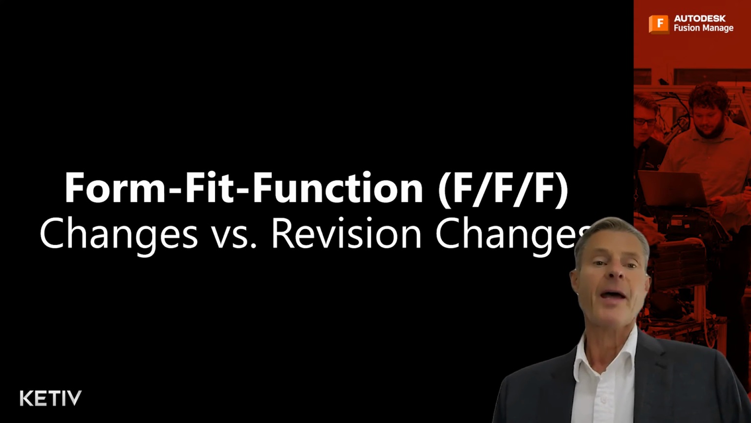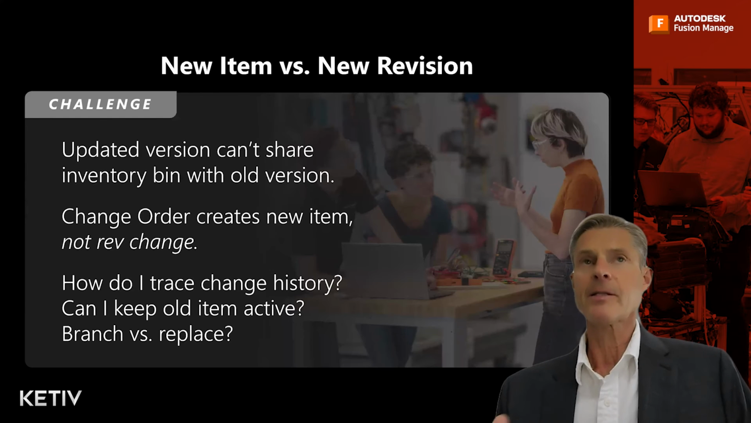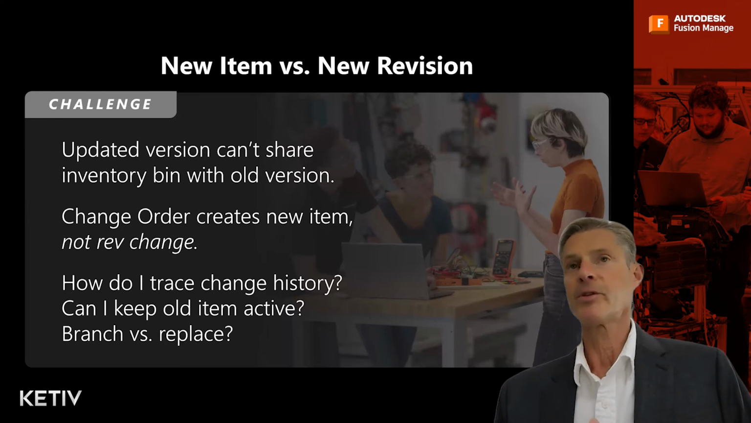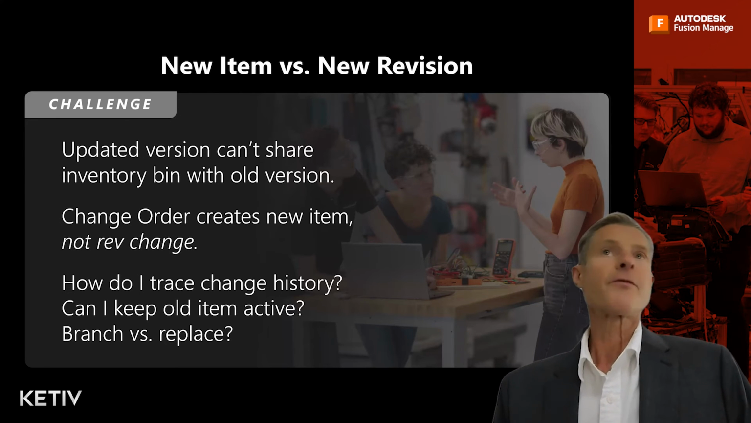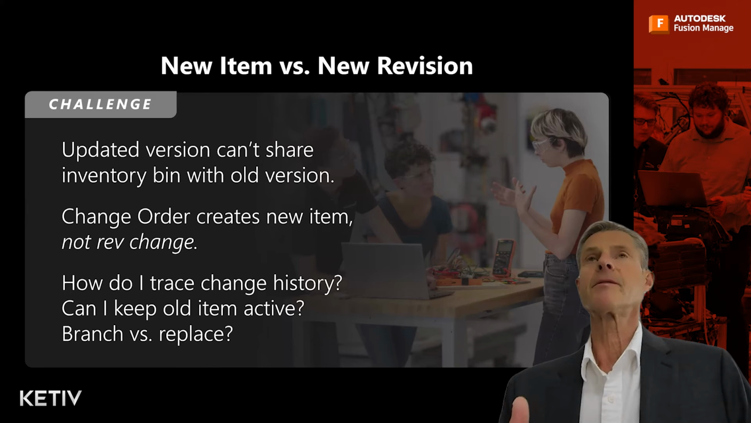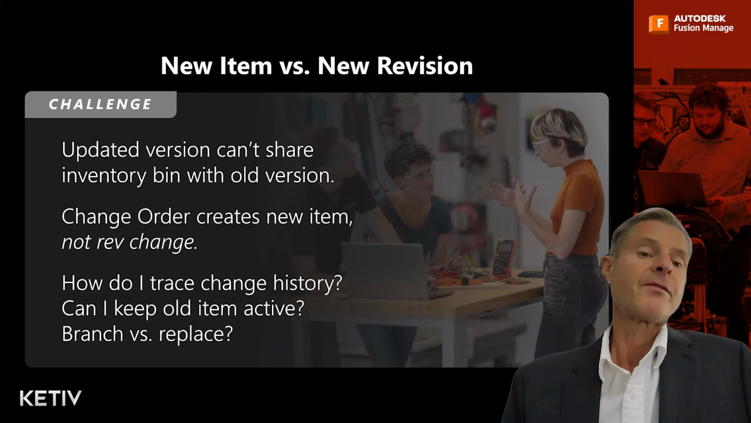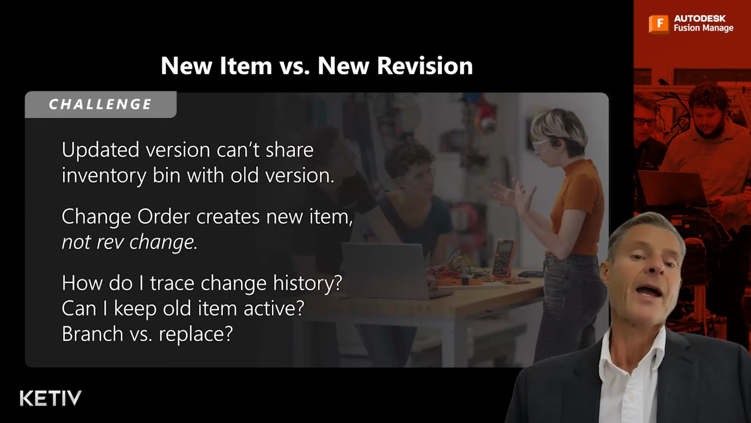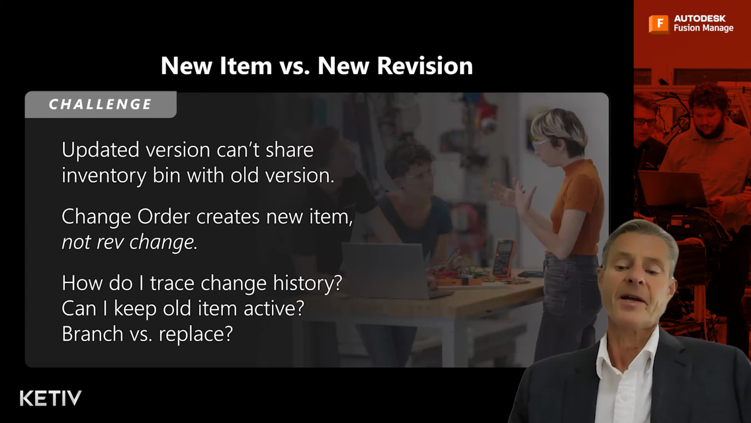So the challenge is that, as I mentioned before, a lot of times a change is form, fit, function and isn't backward compatible, as opposed to a revision change, which could be for cost, quality, serviceability, but it's not the same type of change. So how do I trace that change history and keep track of the fact that the dash 002 came from 001, et cetera, et cetera?